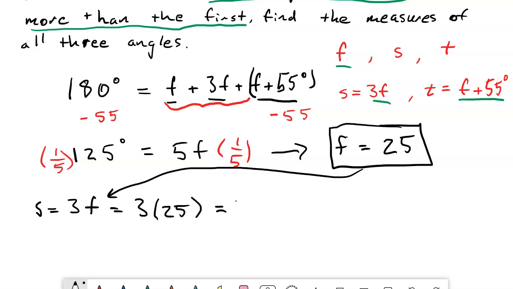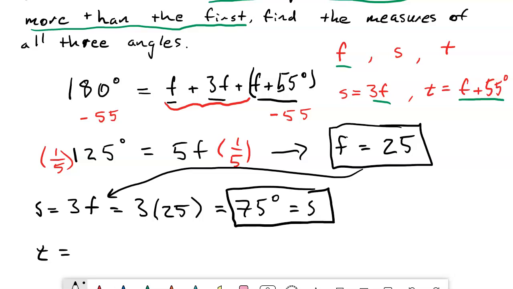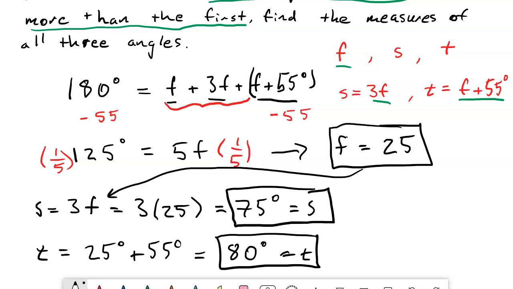So S is going to be 75 degrees. And lastly, we have T for our third angle. T is going to be equal to 25 degrees plus 55 degrees, which is equal to 80 degrees. And that is how we find all three angles in this problem.